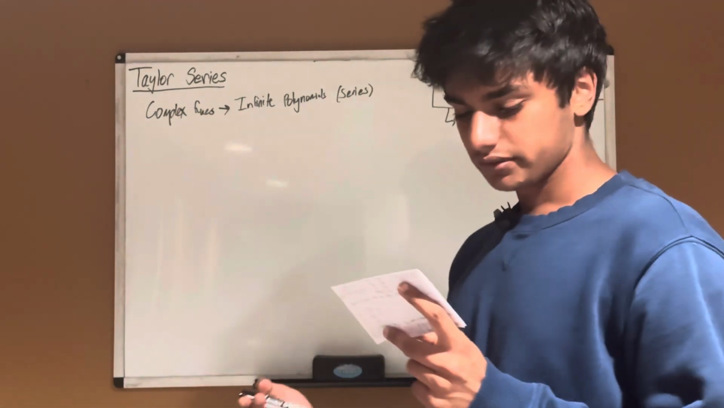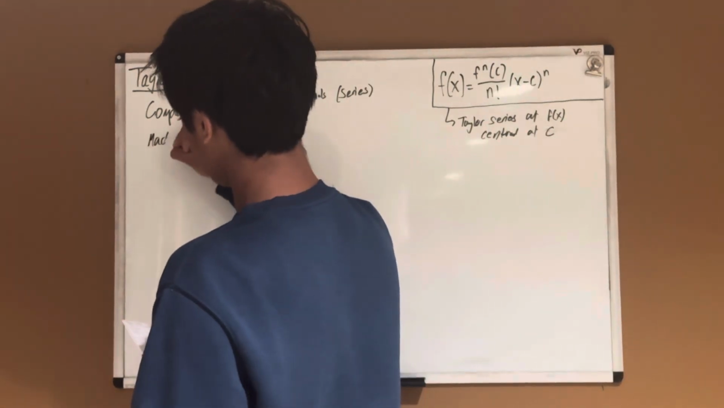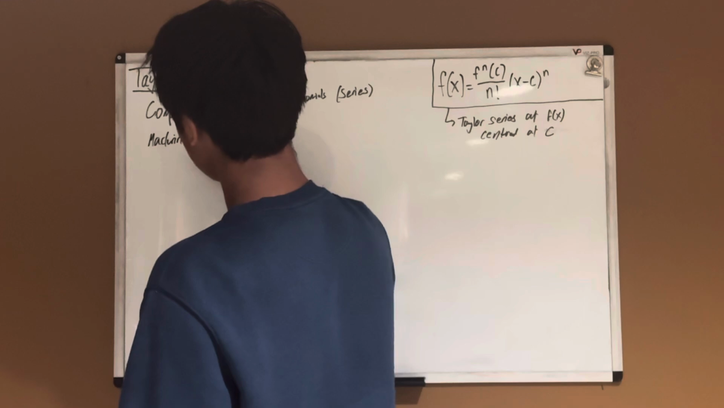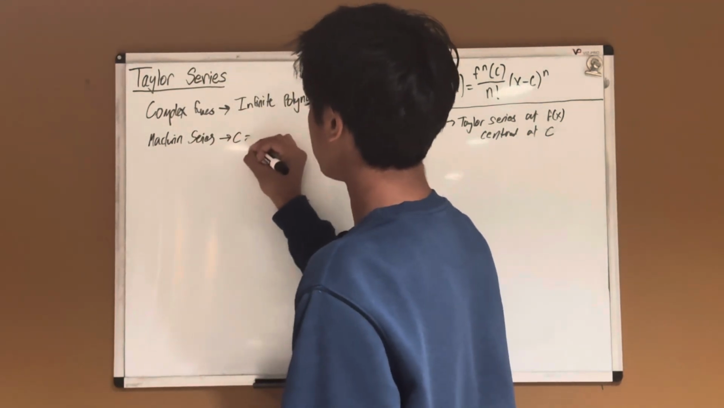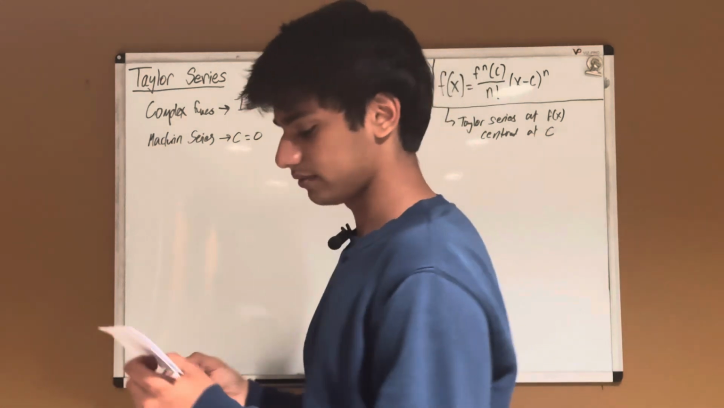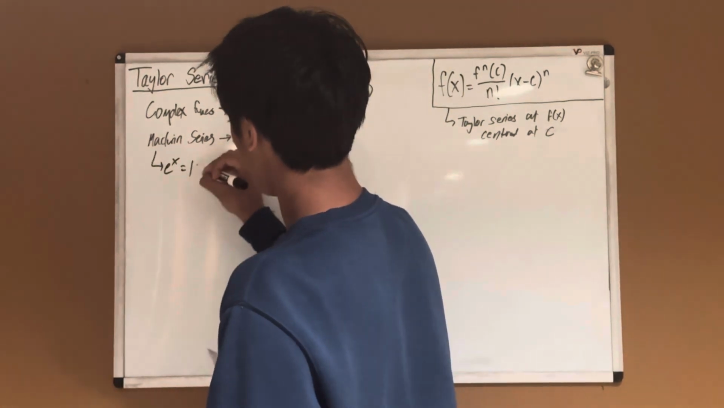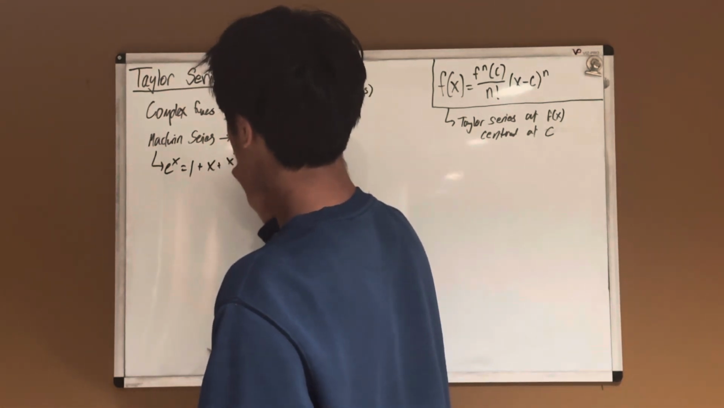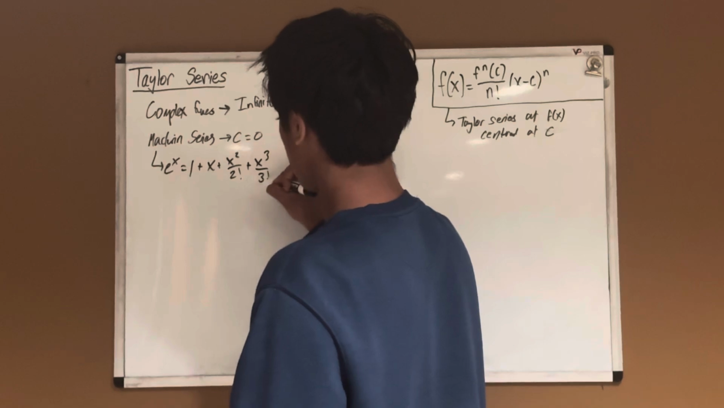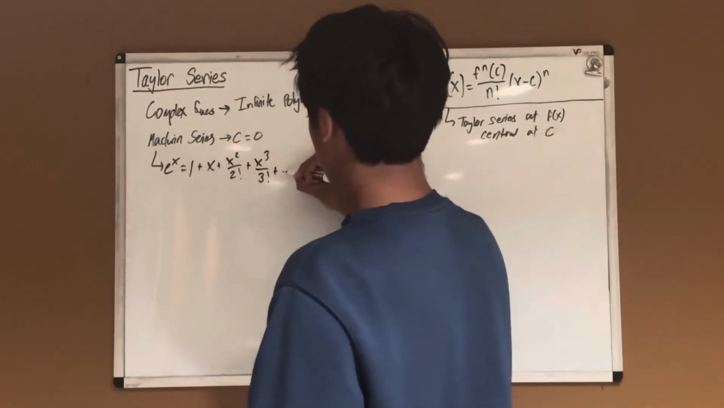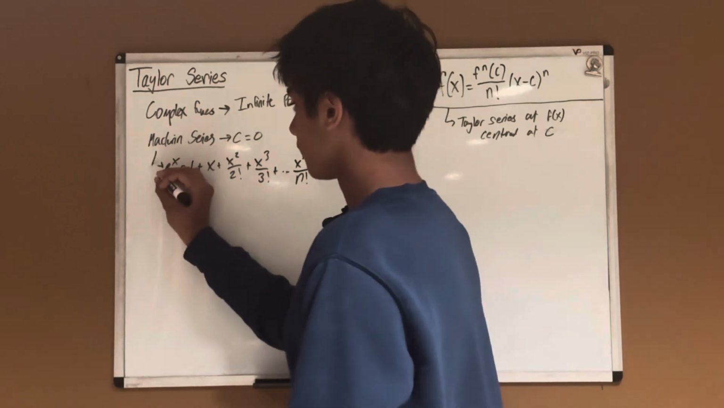There are some basic Taylor series that you should know. These are Maclaurin series. Maclaurin series means that c equals 0 and the Taylor series is centered at 0. So for these, you need to know what e to the x is. e to the x is equal to 1 plus x plus x squared over 2 factorial plus x cubed over 3 factorial, going on to x to the n over n factorial. That's the pattern.